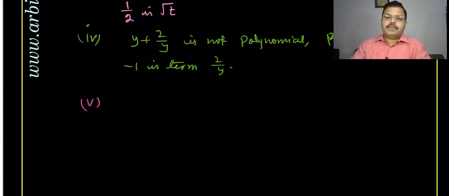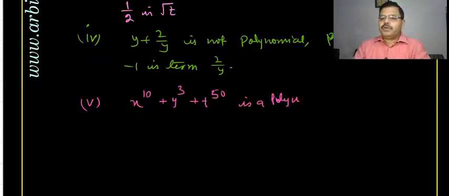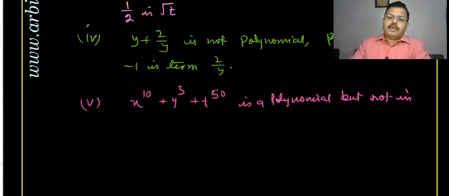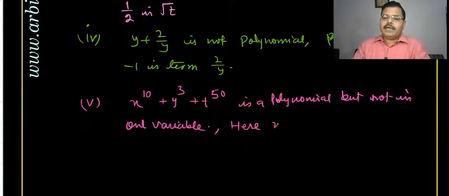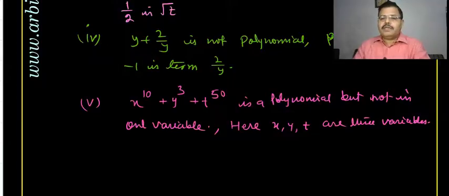Now the next one is question number 5, which is given here: x to the power 10 plus y to the power 3 plus t to the power 50. It is a polynomial but not in one variable. Here x, y and t are three variables. So that is why this is not a polynomial in one variable, right? These are some questions, and I hope you understood how to deal with them and why some expressions are polynomials and some are not.